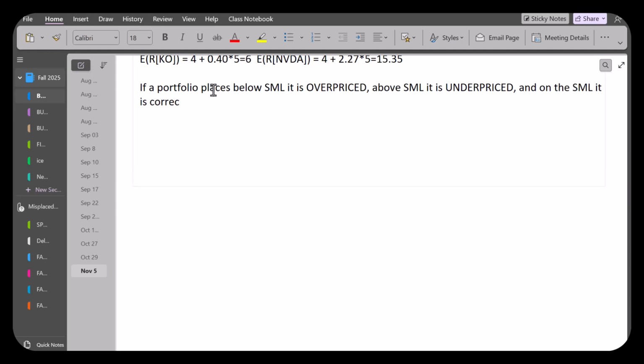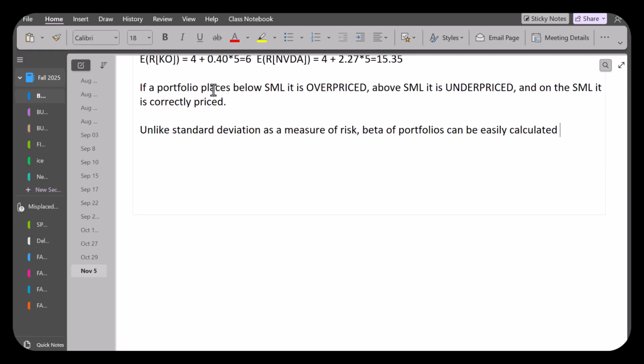Okay. Let me mention one more thing. Unlike standard deviation as a measure of risk, beta of portfolios can be easily calculated as a weighted average of individual betas.